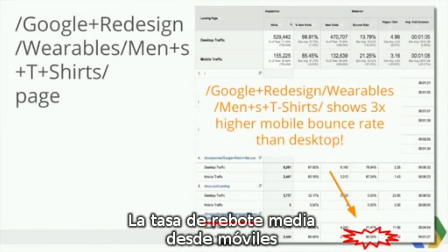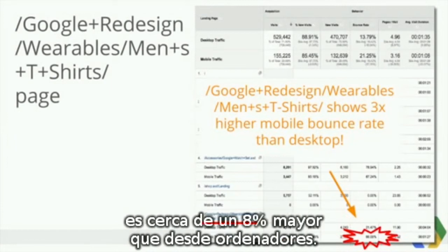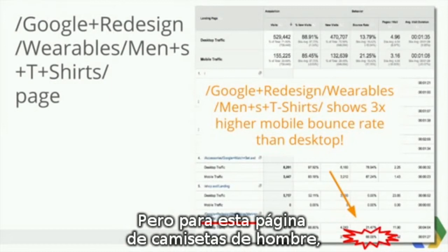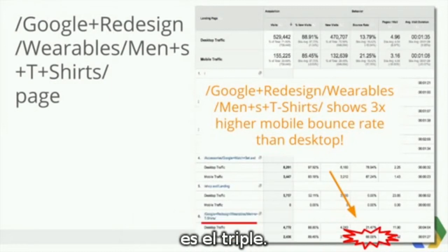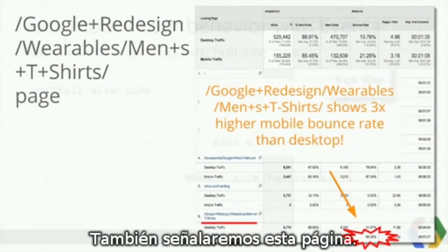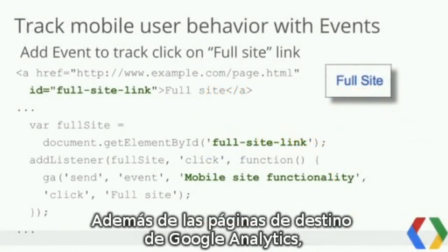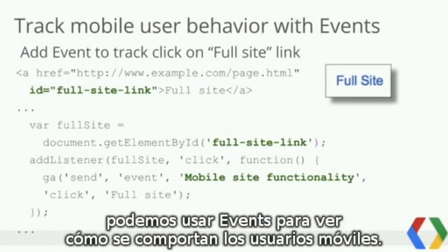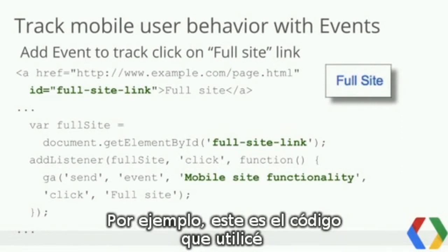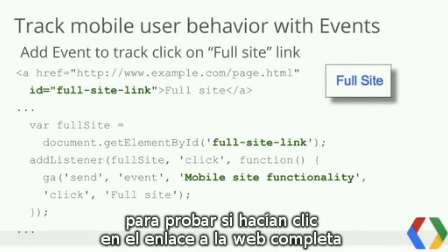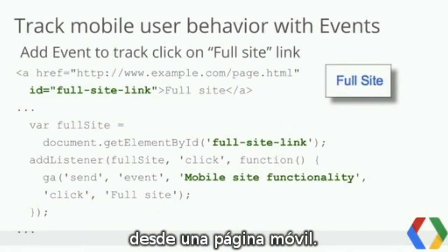The average mobile bounce rate is about 8% higher than desktop, but for this men's t-shirts category page, it's 3 times that. We'll flag this page as well. In addition to Google Analytics landing pages, we can use events to track mobile user behavior. For instance, here's the code I used to test whether the full site link was clicked on a mobile page.